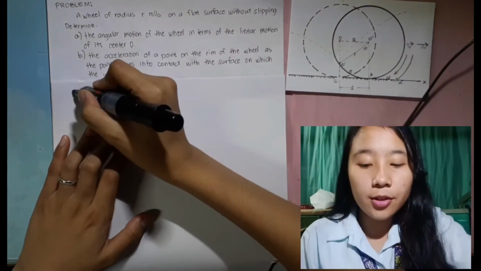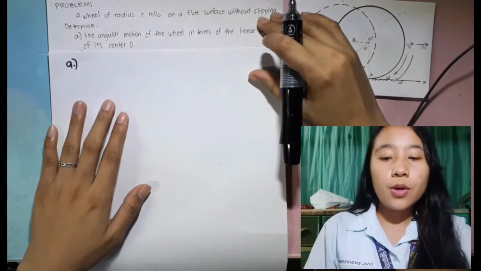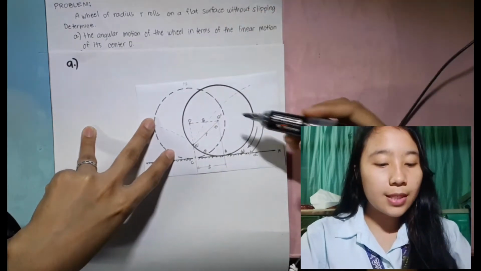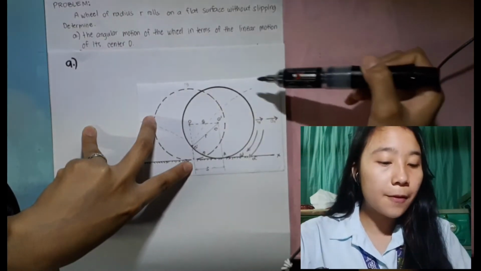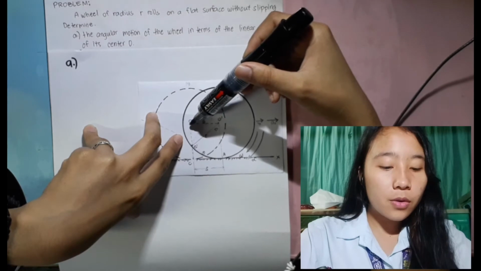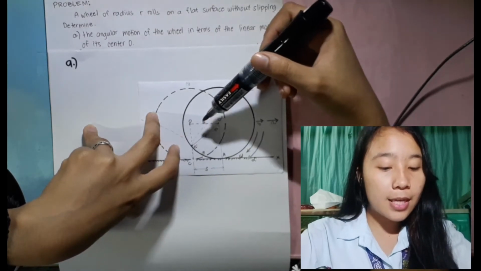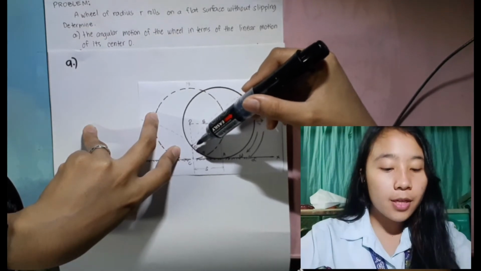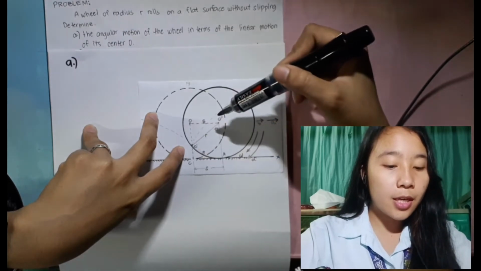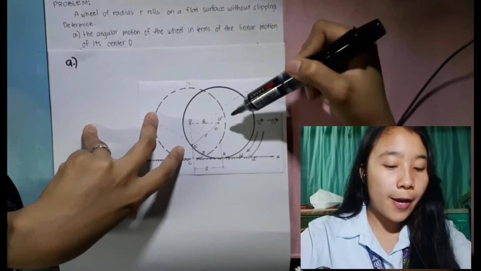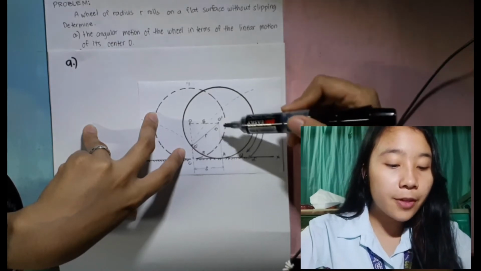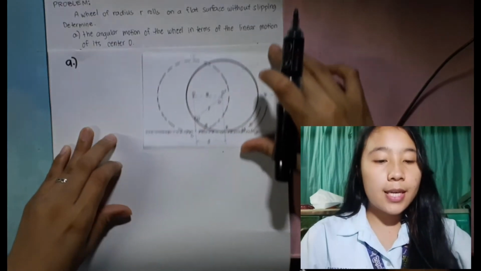Let's solve for letter A. We can see here in the figure that the wheel rolls to the right, and the displacement of center O is equal to S, which is equal to the arc length C prime A. So the line CO rotates to a new position O prime, and the angle theta is measured from the vertical direction.